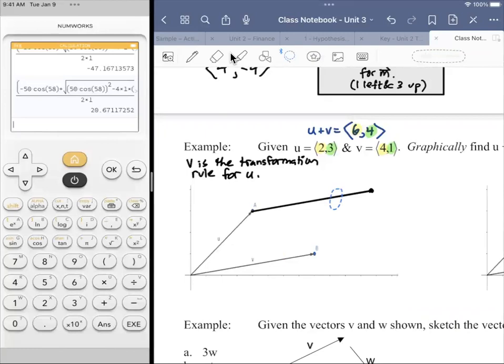All right, so again, I'm just taking this line segment, same length, same orientation, and sliding it up so its tail is at the tip of the other vector. All right, then what I'm going to do is connect the origin to that new coordinate.